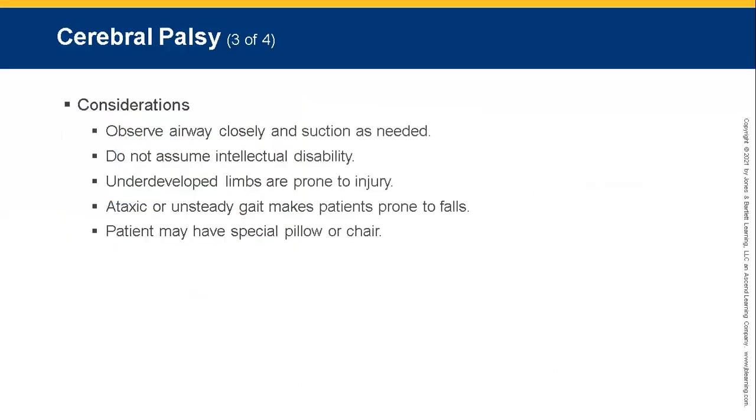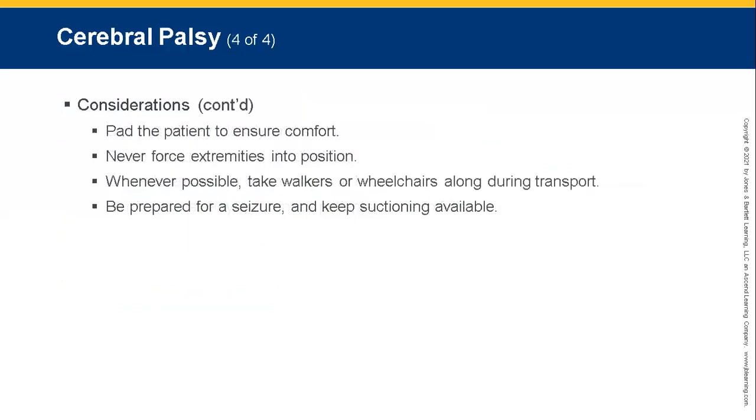Considerations: observe airway closely and suction as needed. Do not assume intellectual disability. Underdeveloped limbs are prone to injury. Ataxic or unsteady gait makes the patient prone to falls. Patients may have a special pillow or chair. Pad the patient to ensure comfort.